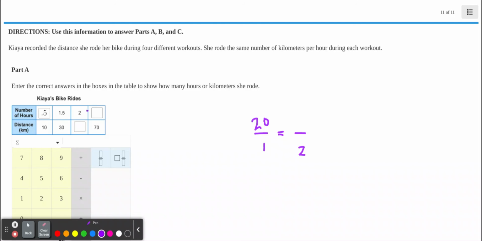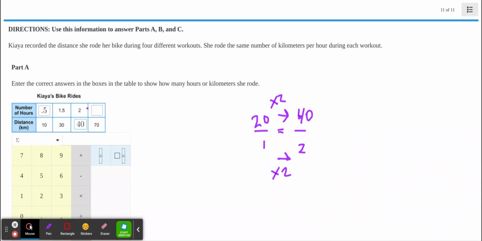And I know that to get from 1 to 2, I am multiplying by 2. And if I do the same thing to my top number, I get 40. 20 times 2 is 40. So that's going to be the number of kilometers in distance that she is riding in 2 hours.